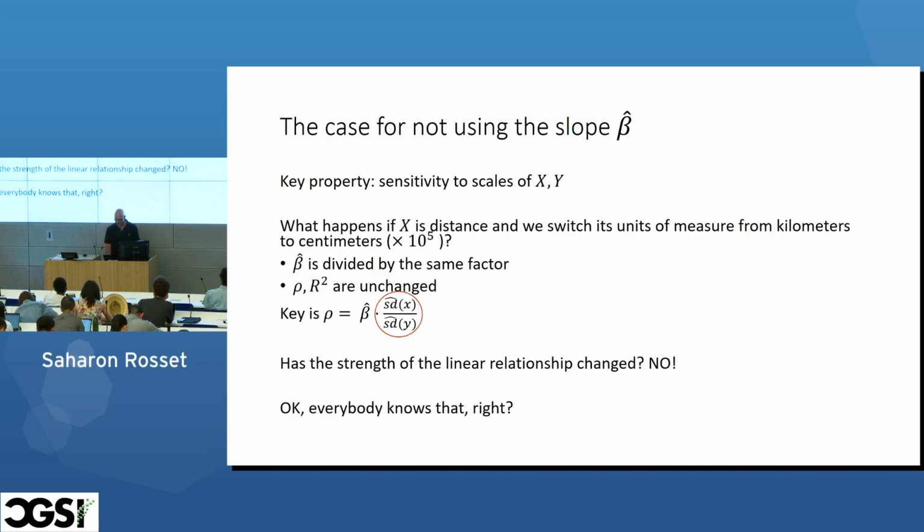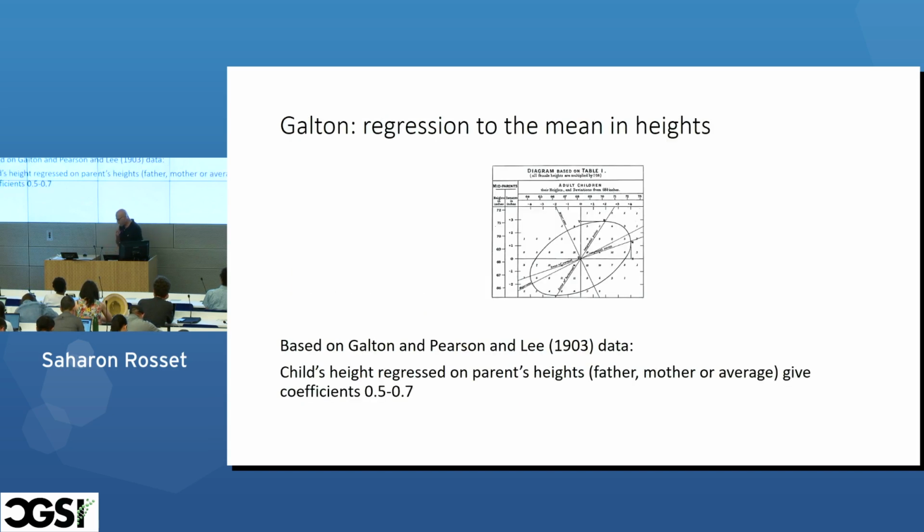Okay, so this is very, very obvious. And maybe we can try and see if it's as obvious when we go and look at data, what's the right thing to do to evaluate the strength of the relationship. So we're going to go back to the 19th century, early 20th century.